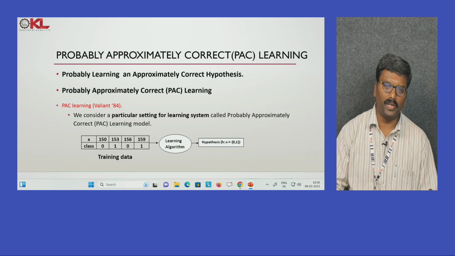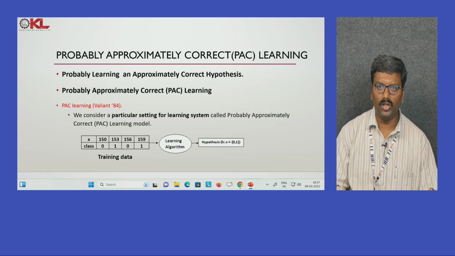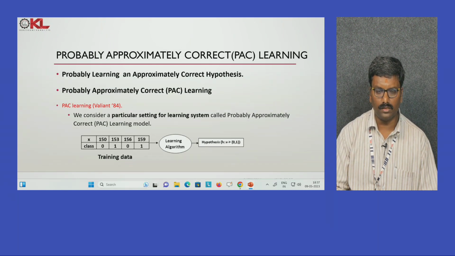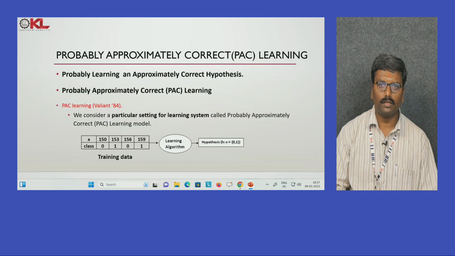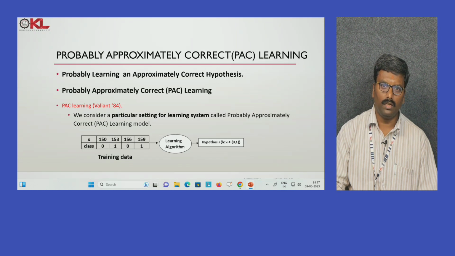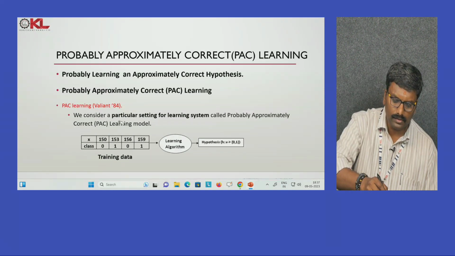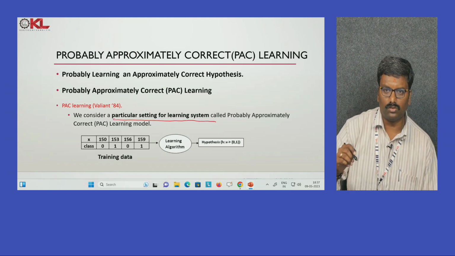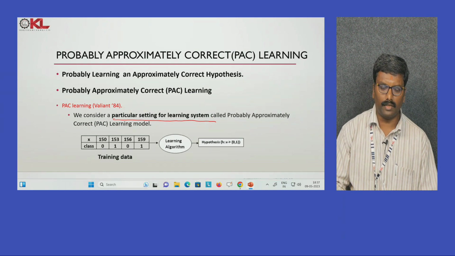And the next topic, probably approximately correct learning, simply called PAC learning. The simple meaning of probably approximately correct learning is learning the data with a correct hypothesis, or probably approximately correct learning. The simple view of PAC learning is a particular setting for the learning system, called probably approximately correct learning.